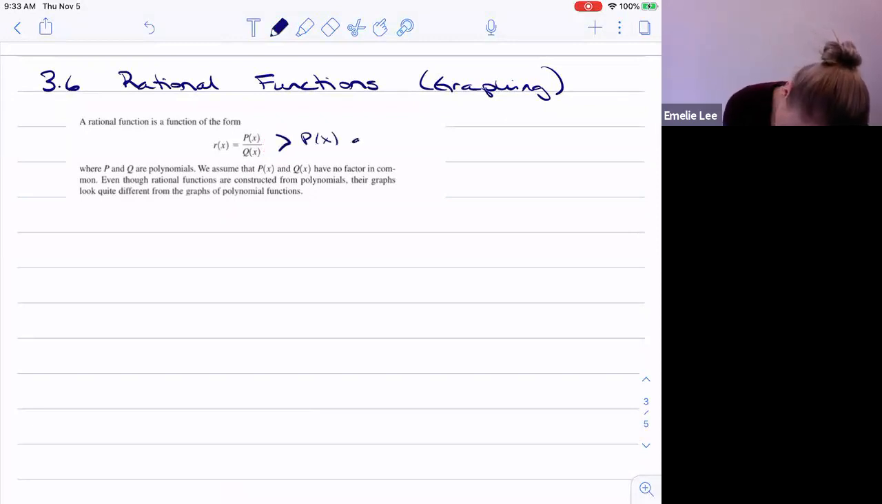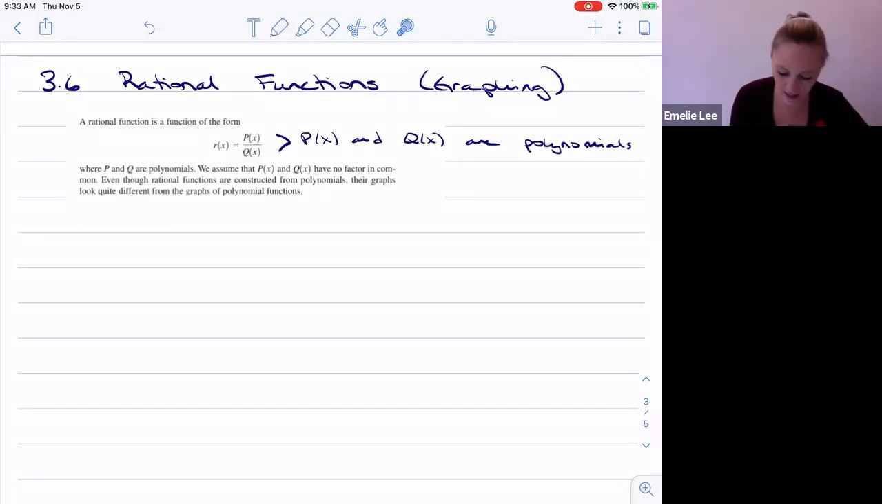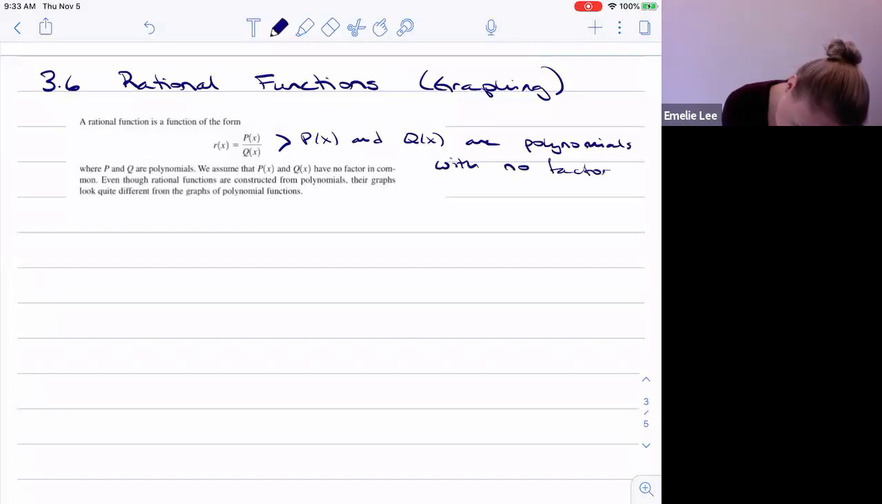P of x and q of x are polynomials. Another thing that we're going to assume is that p of x and q of x have no factors in common. So it's been simplified, with no factors in common. So I'll say it's simplified.